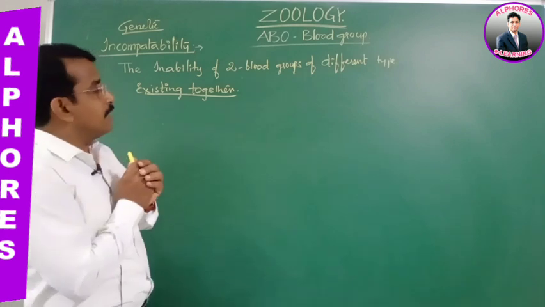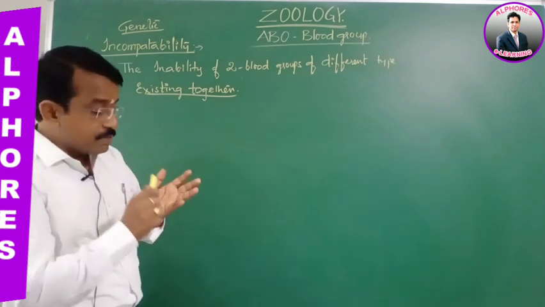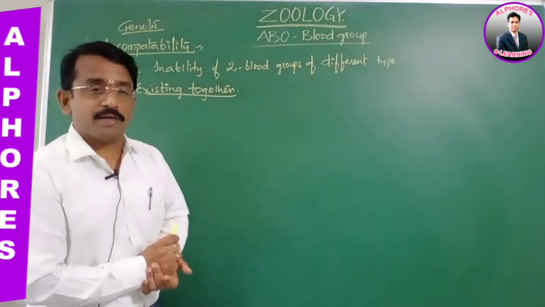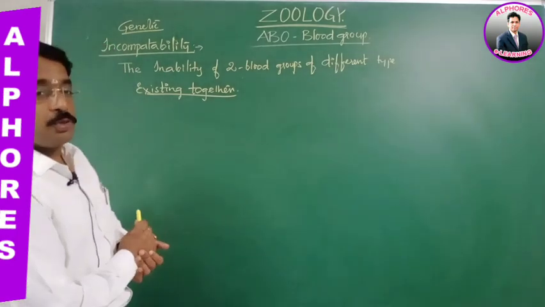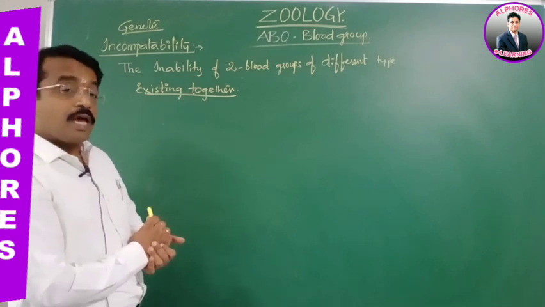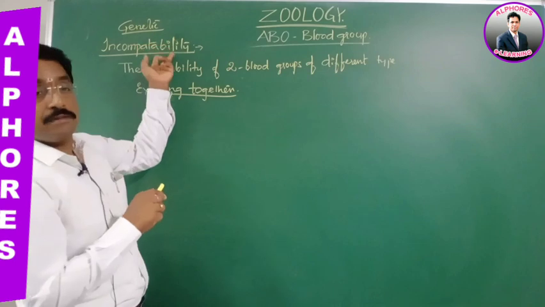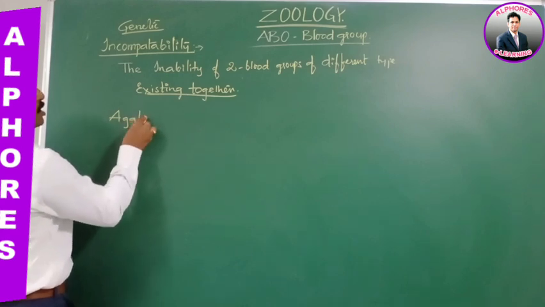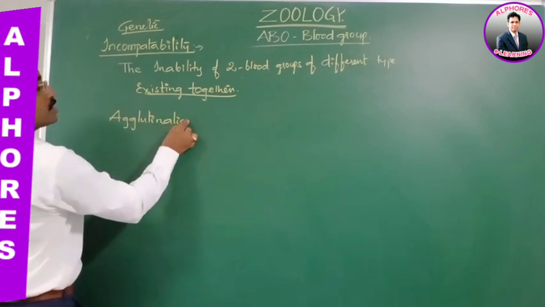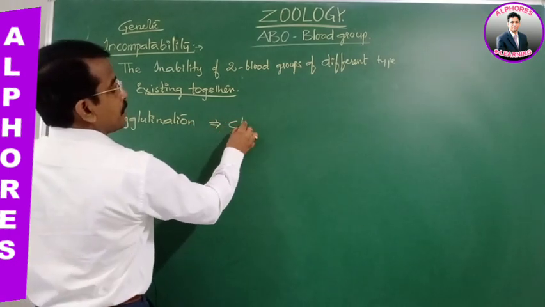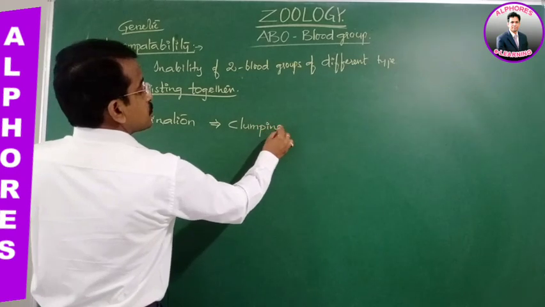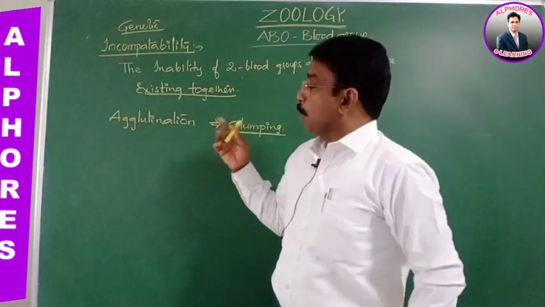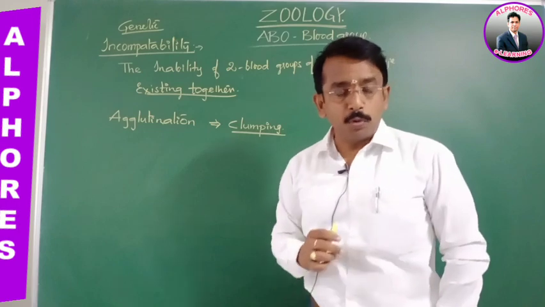If the blood clumps, the transportation of nutrients is disturbed. First and foremost, the gas supply is hindered or obstructed. So blood clotting, or agglutination, takes place. Why? Because of the incompatibility. Agglutination in the sense of clumping, or else clotting. Why? Since it involves the transfusion of two different blood groups.